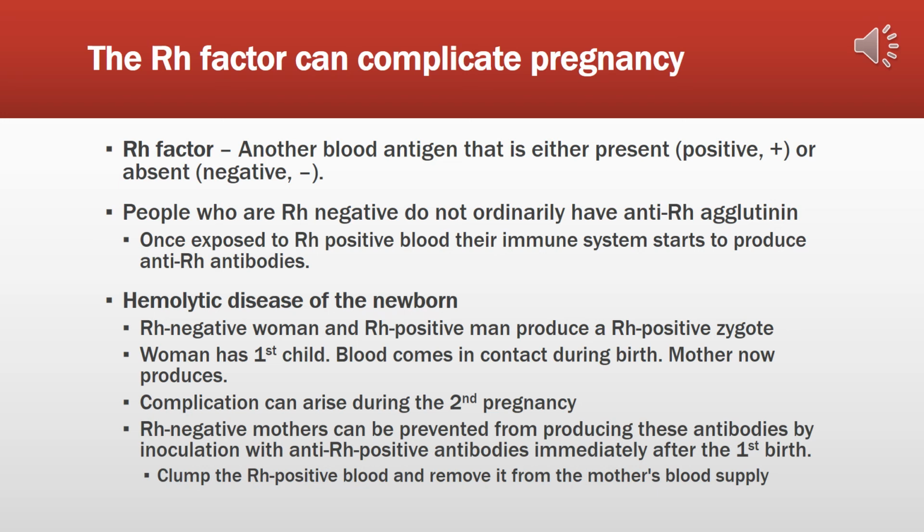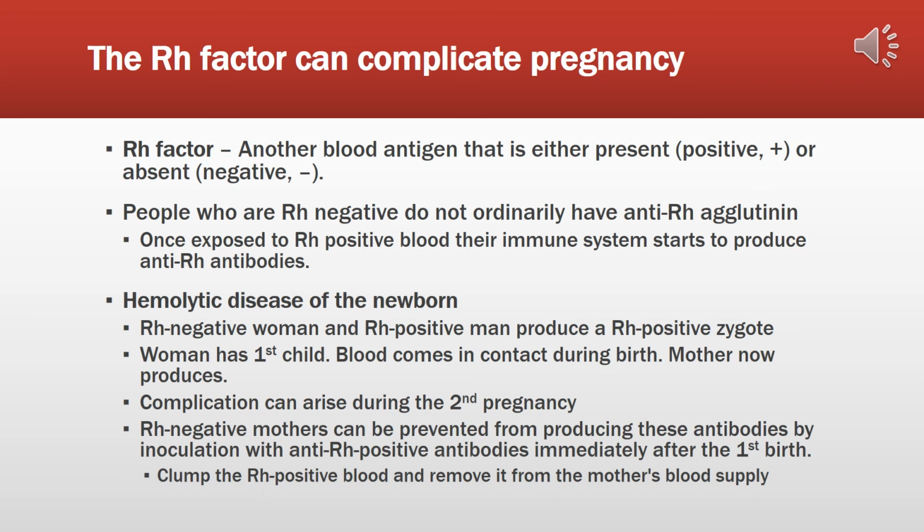This doesn't affect the first child the woman has because her blood hasn't yet come in contact with the infant's blood. However, the blood mixes when the infant's born during the course of the birthing process, and now the mother produces this anti-Rh agglutinin. And this is where complications can arise during the second pregnancy. And this is when the infant will get this disease.